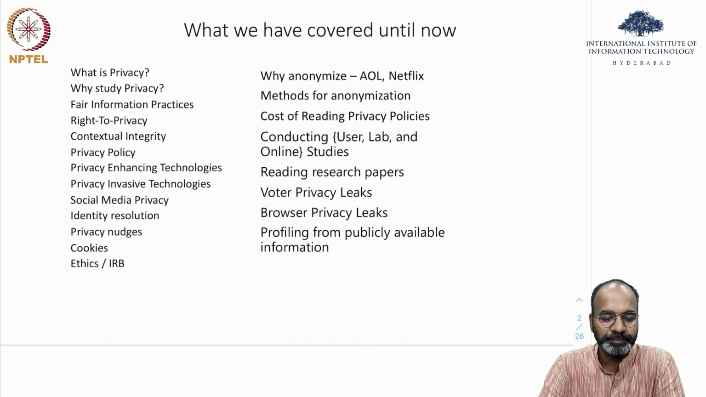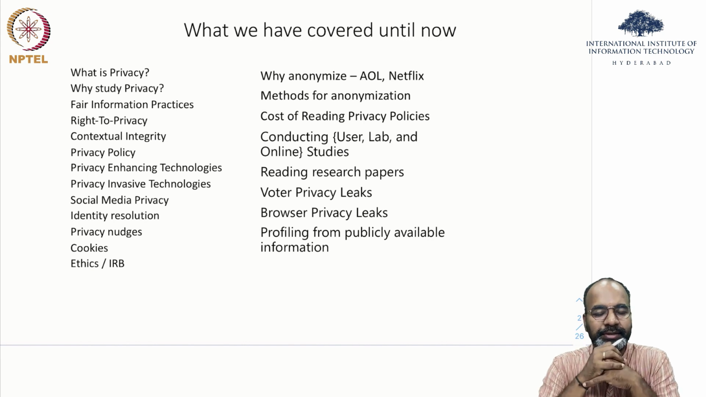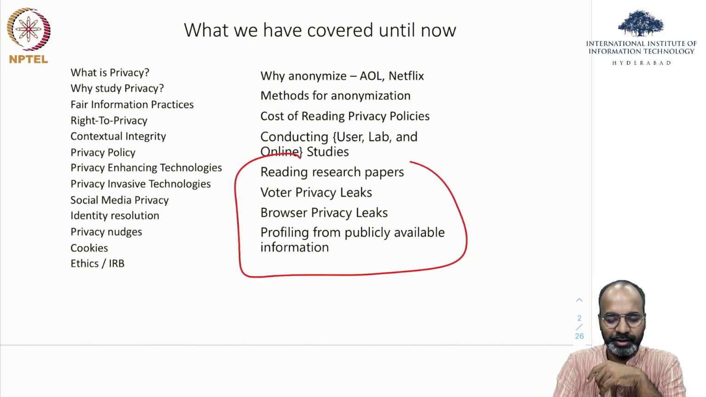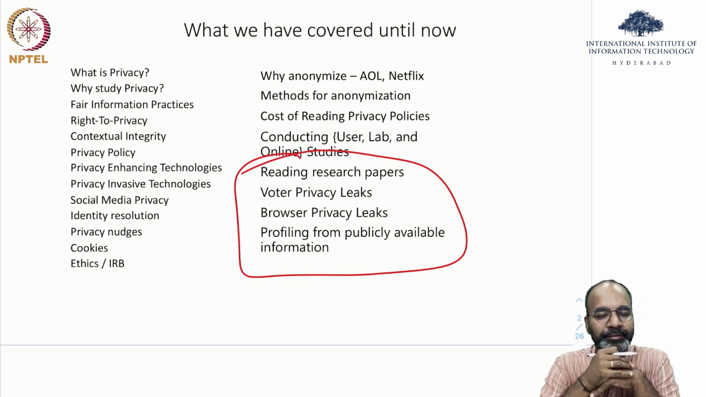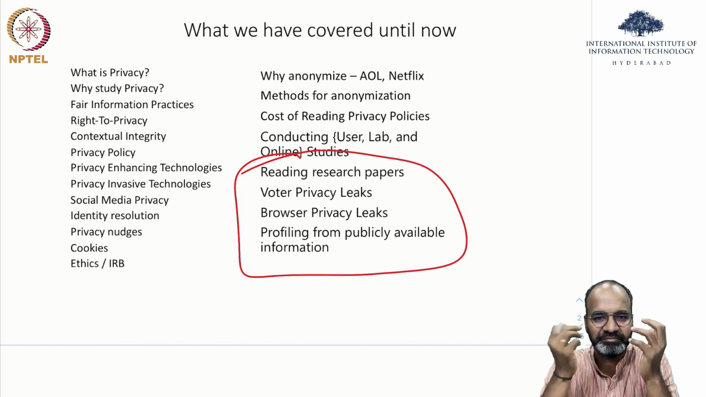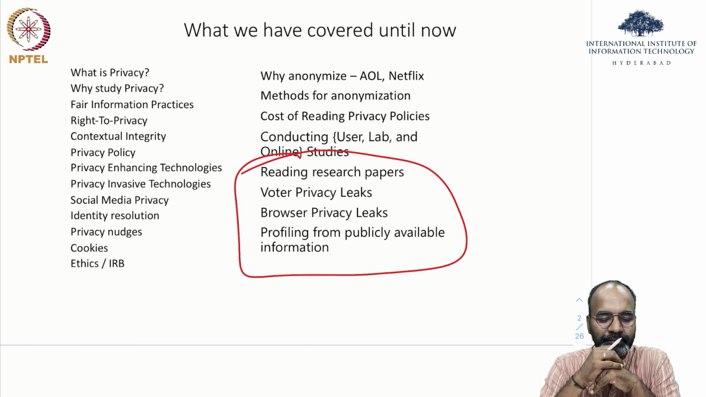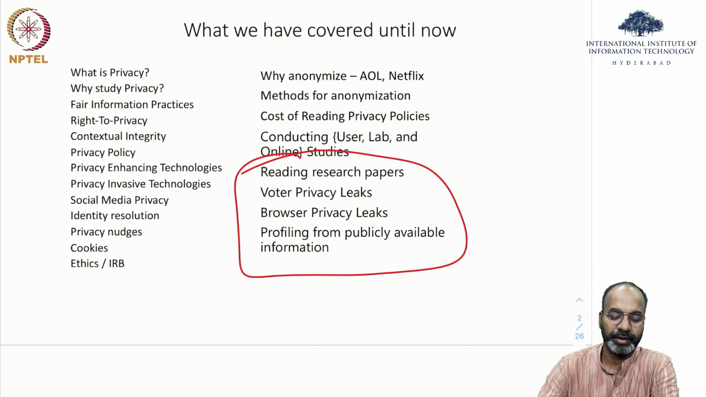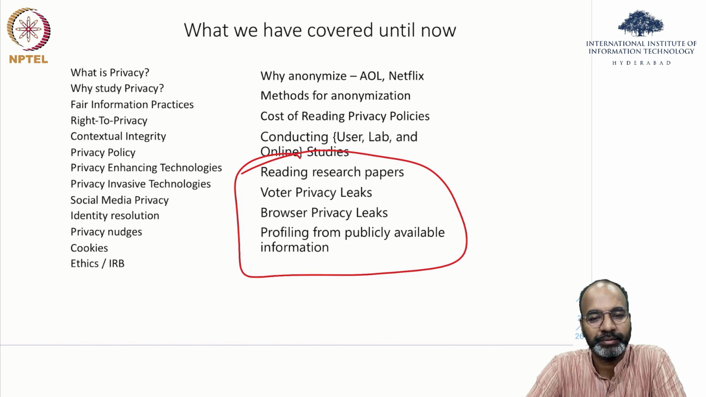Right. What have we covered until now? Every week it's nice to see the topics that are getting added here. For last week, these are the things that we added. But broadly, we've been talking about what is privacy, fair information practices, particularly in the online context, privacy policies, privacy enhancing technologies, social media privacy, identity resolution. In the last week, we covered auto privacy, browser privacy leaks, and profiling from publicly available information, which will continue. A different aspect of profiling is this cell number that's publicly available.